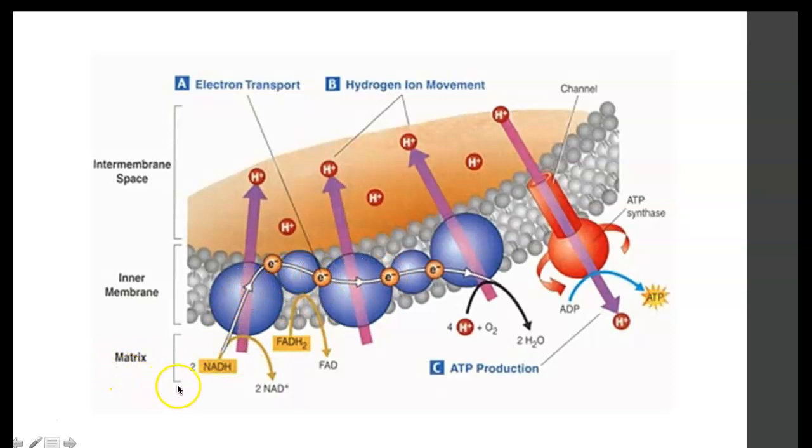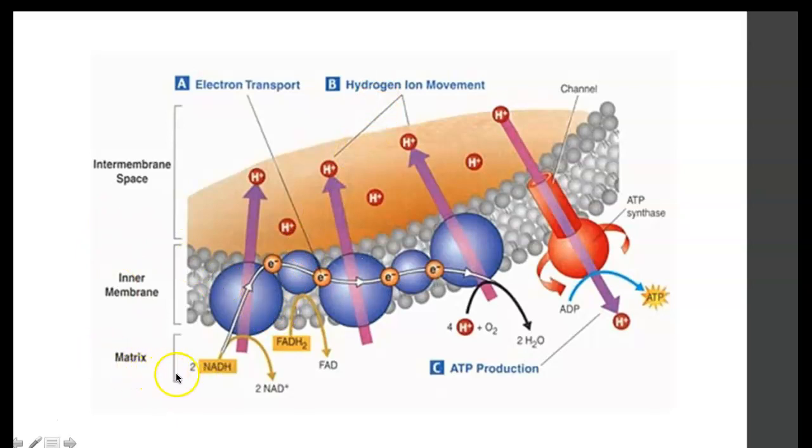And remember, NAD and FAD carry 2 very important things. They carry hydrogens, which are going to move across the membrane into the inner membrane space, and they also carry electrons, which are going to travel down the electron transport chain, and they're going to pump hydrogens across the gradient. So we're going to start with NAD and FAD.